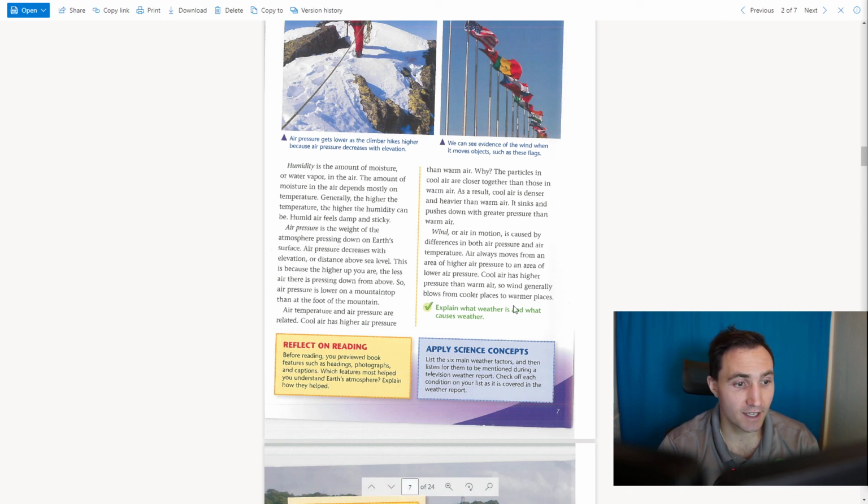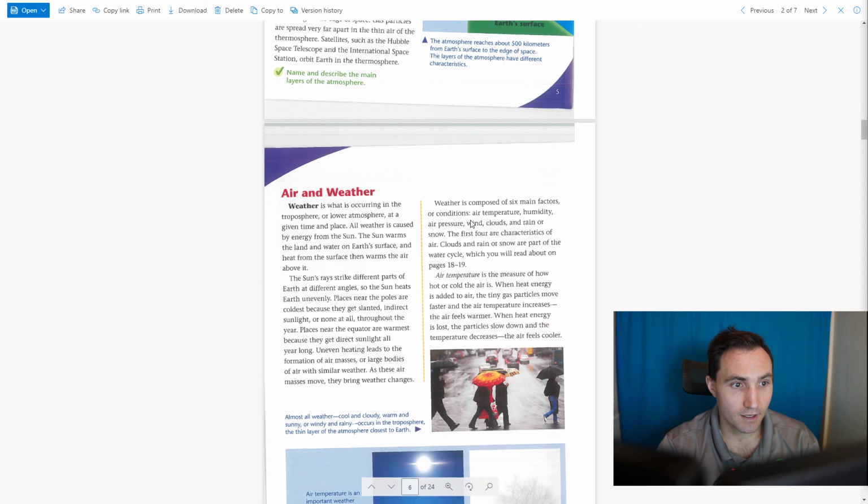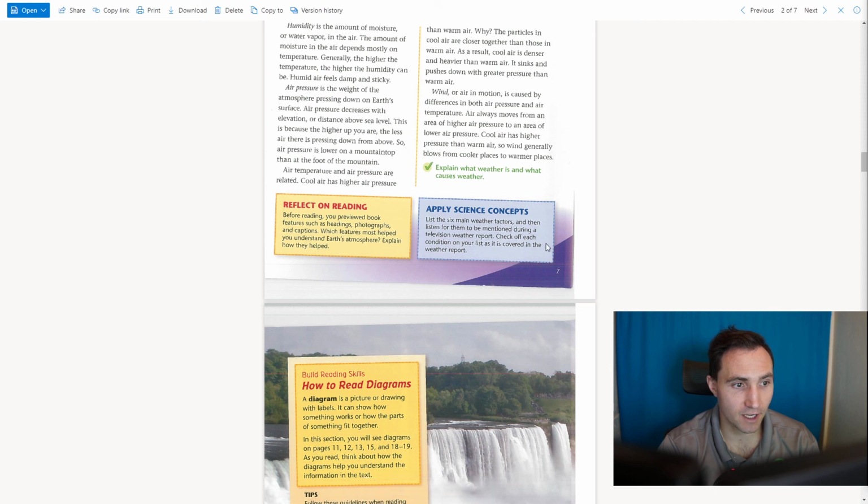Okay, well, that is basically it. Here is your last checkpoint for this first section: explain what weather is and what causes weather. We learned about the 6 main factors or conditions that make up weather. And then here is your apply science concept. List the 6 main weather factors and then listen for them to be mentioned during a weather report. It says television, but you can listen to it online or on TV, and then check them off, list them, and put what you heard in the text entry box for this apply science concept.